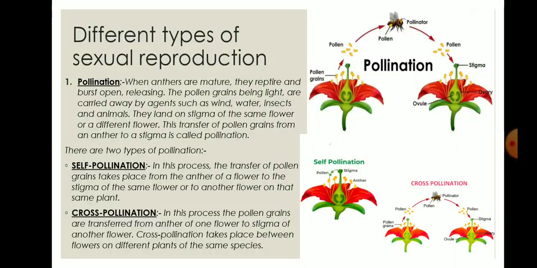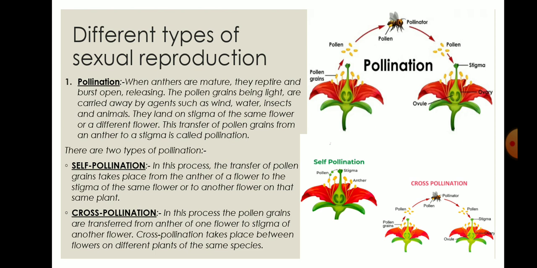Different types of sexual reproduction. Pollination. When anthers are mature, they rupture and burst open, releasing the pollen grains. They are carried away by agents such as wind, water, insects, and animals. They land on the stigma of the same flower or a different flower. This transfer of pollen grains from an anther to a stigma is called pollination.